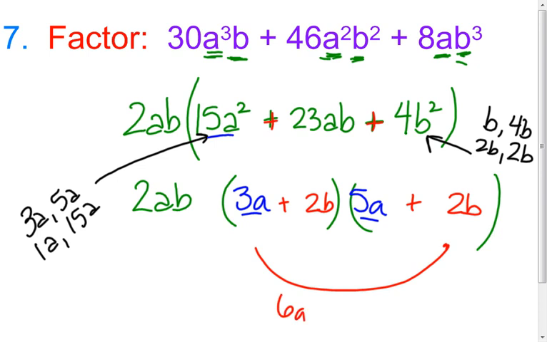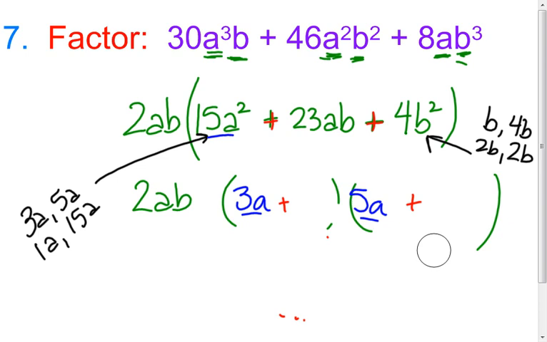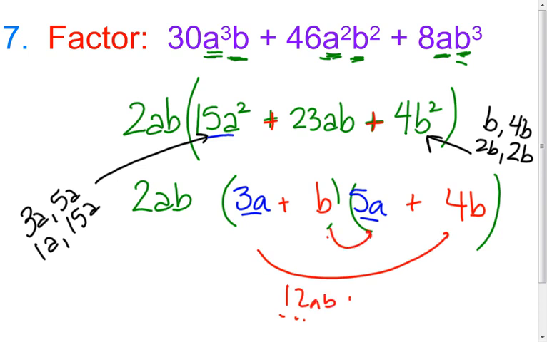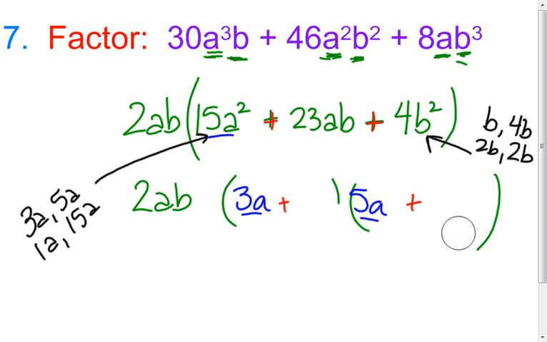Outsides, 6ab. Insides, 10ab. That gives me 16ab, which is not it. If you switch the 2b and the 2b around, guess what? It's still 2b and 2b, and you're not going to get anything different. So that's not it. And so, let's try b and 4b. Okay? Outsides, 12ab. Insides, 5ab. 12ab plus 5ab makes 17ab, and I need 23ab in the middle. So I will switch the 4b and the b.